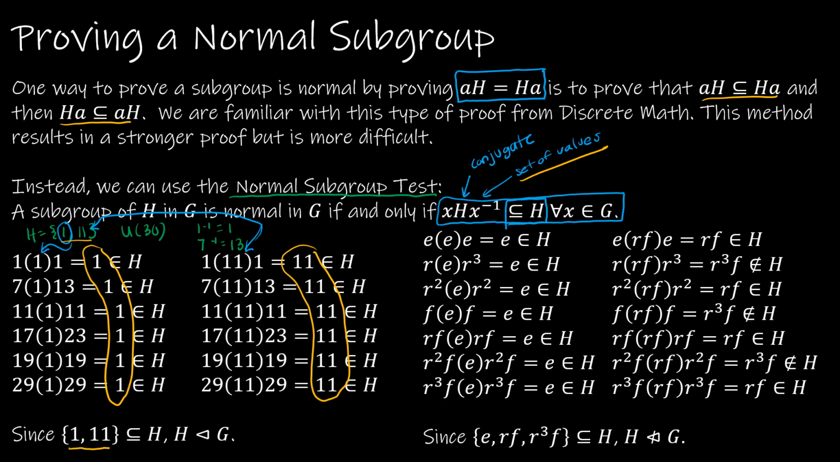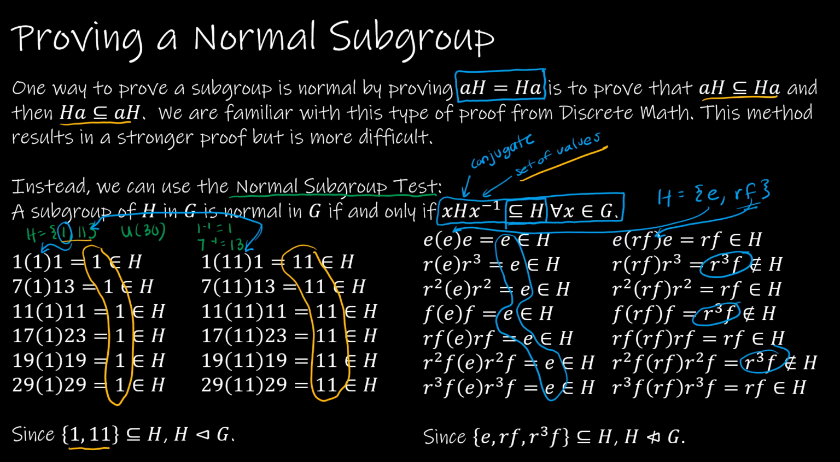So if I conjugate those with H, and if you'll recall, H was E and RF. So here I've conjugated them with E and here with RF. And if you'll notice, I do get E for all of the values here. But on the right side, I get RF, which is okay, but I also get R cubed F. And I get R cubed F 3 separate times.